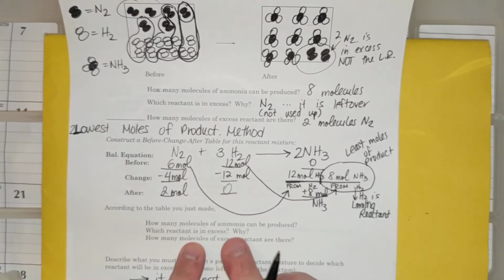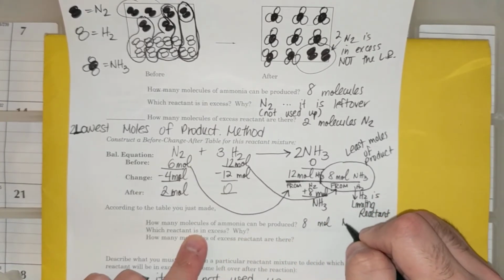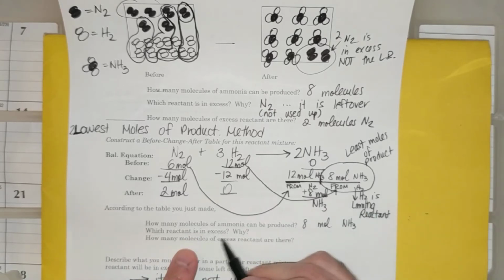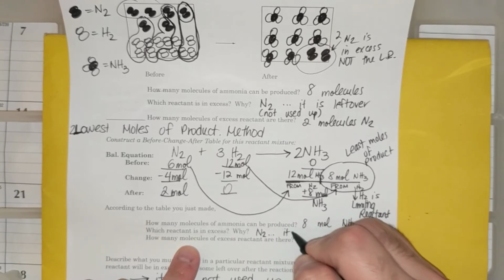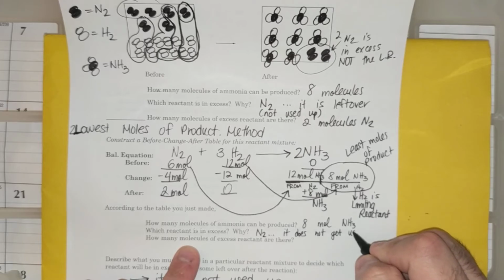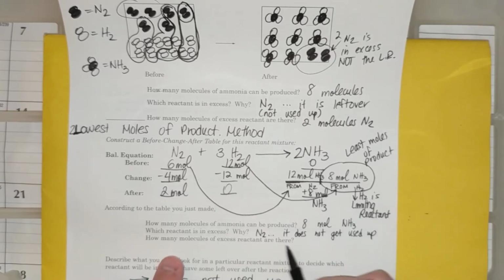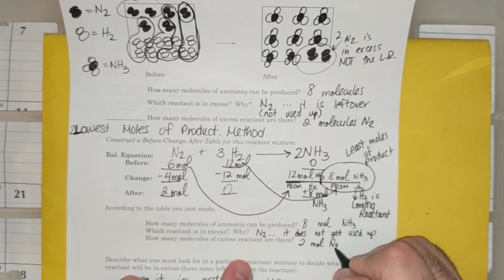Okay? How many molecules of ammonia can be produced? We said 8 moles or molecules. Which reactant is in excess? We determined it's N2. It does not get used up. How many molecules of excess reactant are there? It looks like 2 molecules of N2.